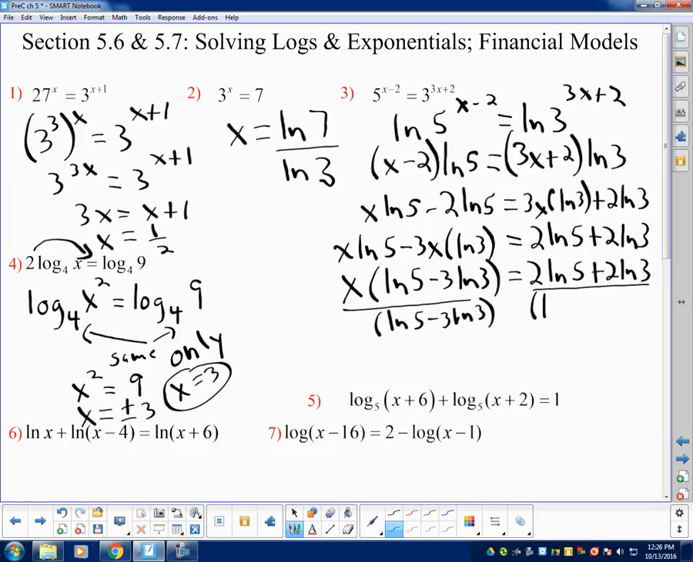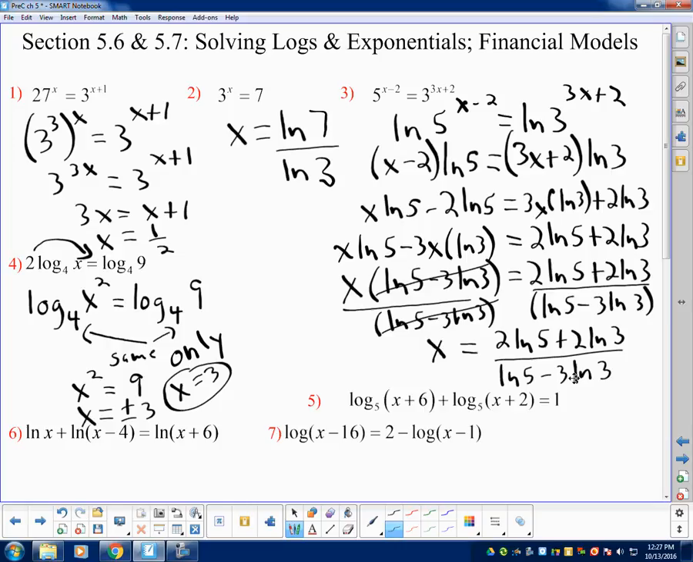And over here the same thing, ln of 5 minus 3 ln of 3. And so these cancel, leaving me just x equals 2 ln of 5 plus 2 ln of 3 over ln of 5 minus 3 ln of 3. First period we talked about this a little bit. You can actually, using the properties of logarithms, simplify that further, but we're not going to. We'll stop right there. It looks like you're out of room anyway. And I am too. But that's the exact value of what x is equal to. If you plugged all that into your calculator, it would give you a decimal approximation.